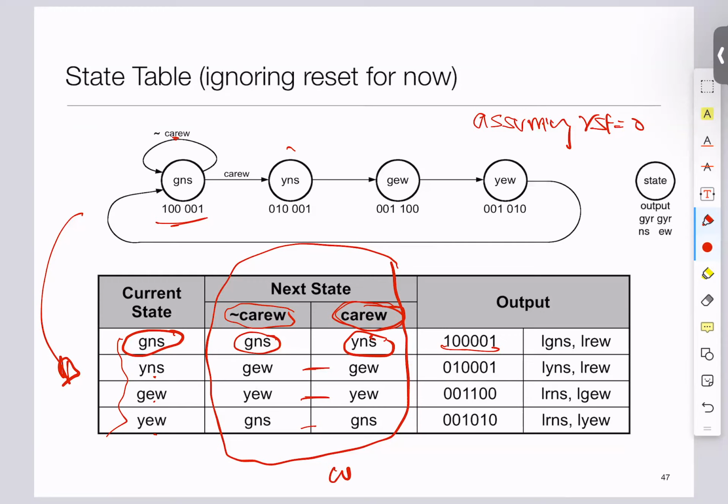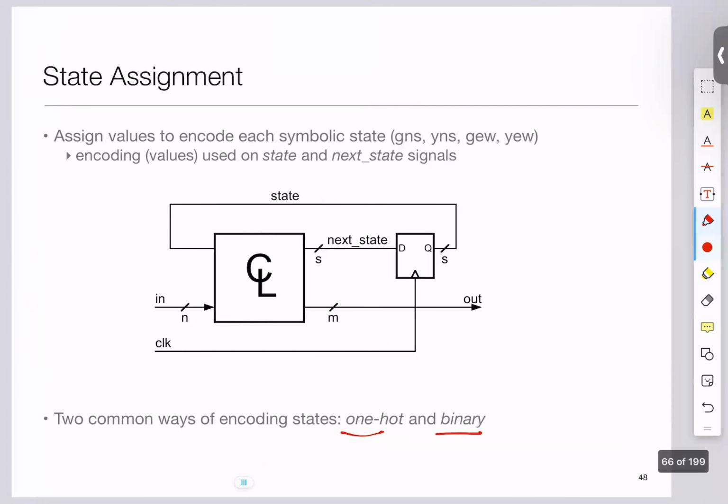Other 3 patterns is less clear. Should I give 0, 1 to YNS or GEW or YEW? We don't know, and there is no guaranteed strategy, because this is again one of those problems which is NP hard. There is no, short of searching for every possibility, there is no answer to it.